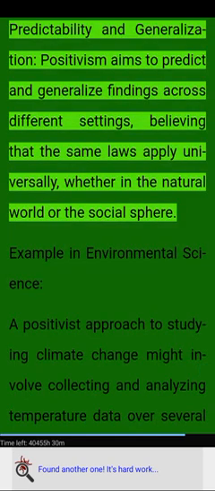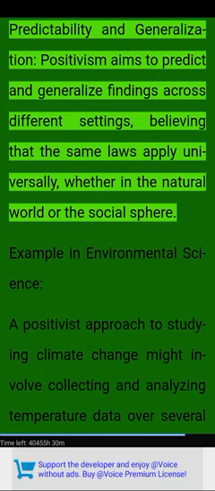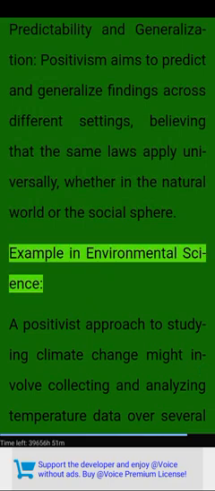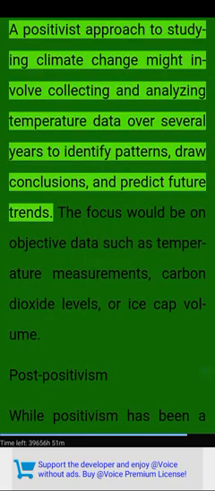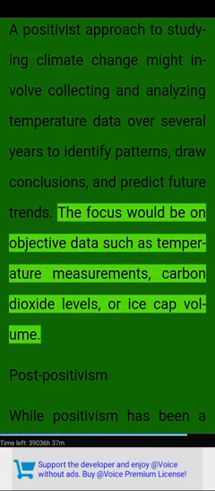Predictability and generalization. Positivism aims to predict and generalize findings across different settings, believing that the same laws apply universally, whether in the natural world or the social sphere. Example in environmental science. A positivist approach to studying climate change might involve collecting and analyzing temperature data over several years to identify patterns, draw conclusions, and predict future trends. The focus would be on objective data such as temperature measurements, carbon dioxide levels, or ice cap volume.